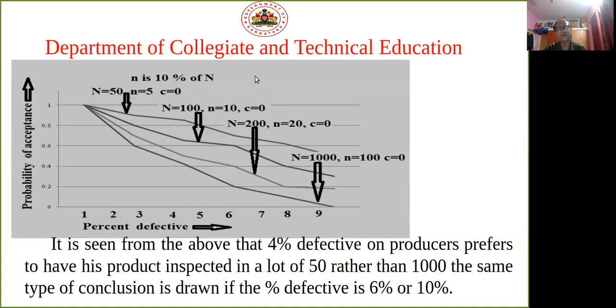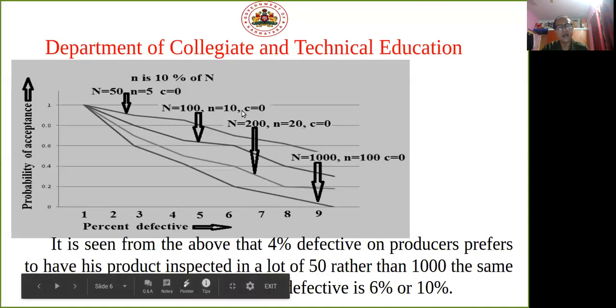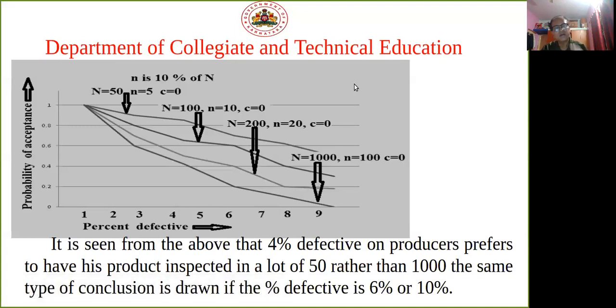Now if you see these things, this is the way we can draw the curve. These curves are called OC curves. Here, to draw this curve, we have taken some fixed percentage of the lot. You can see that 10% of the lot has been selected irrespective of the size of the lot. Here the size of the lot is 50, here it is 100, here it is 200, and here it is 1000.